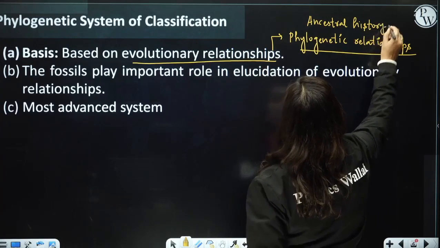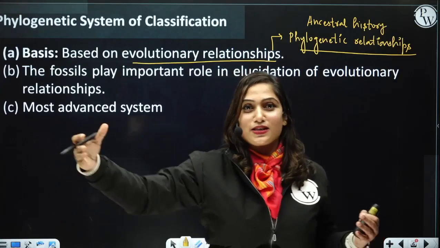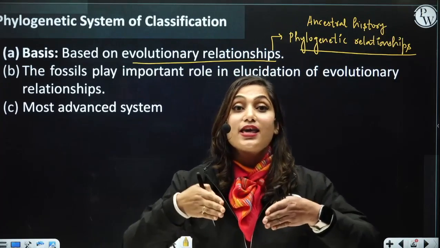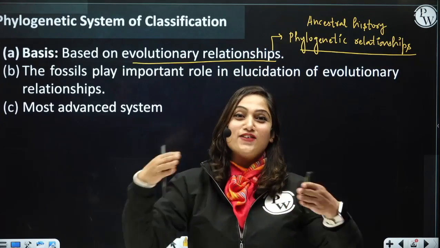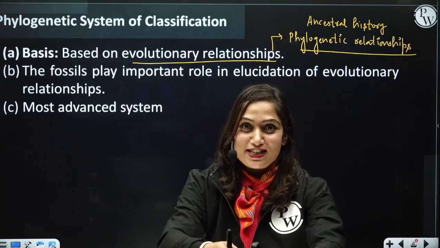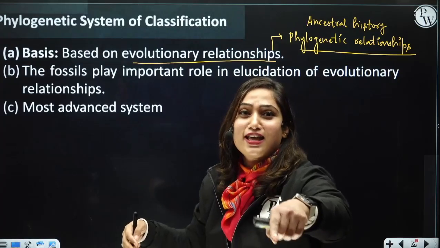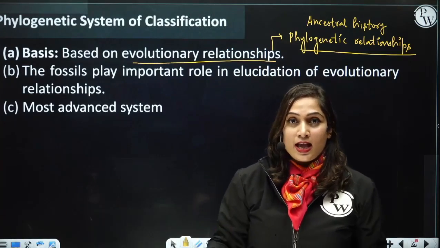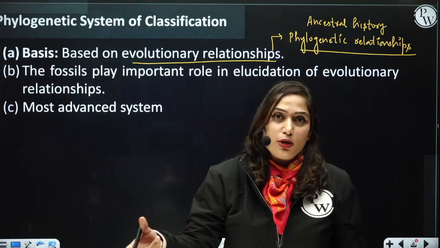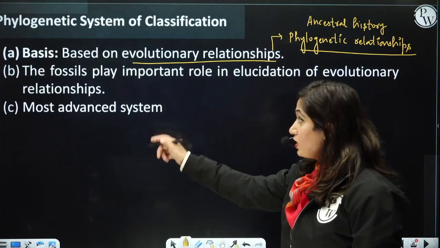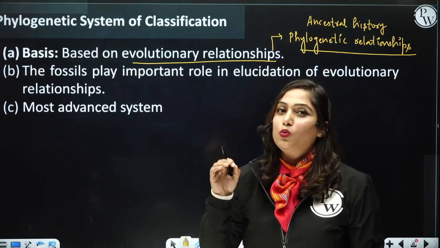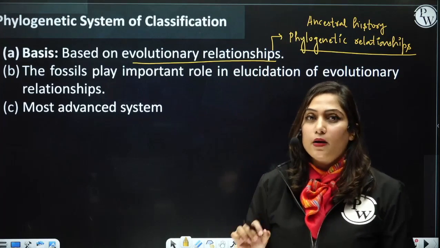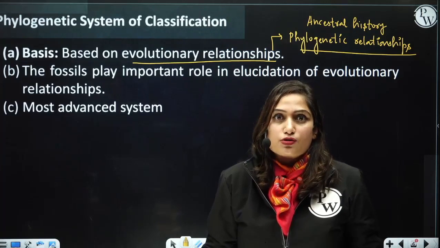That means we all have come from apes, the primates: orangutan, chimpanzee, gorilla. We all have the same evolutionary history. We all have a common ancestor. That means we all belong to the same group, that is Primata. That means all the organisms which have a common ancestor can be put in a common group. So this is based on the fossil records, and this is the most advanced system of classification. But it has a small drawback: what will happen if there are no fossil records?